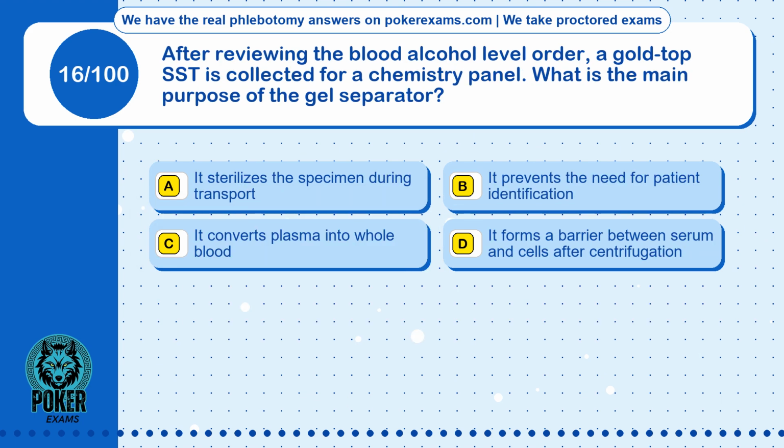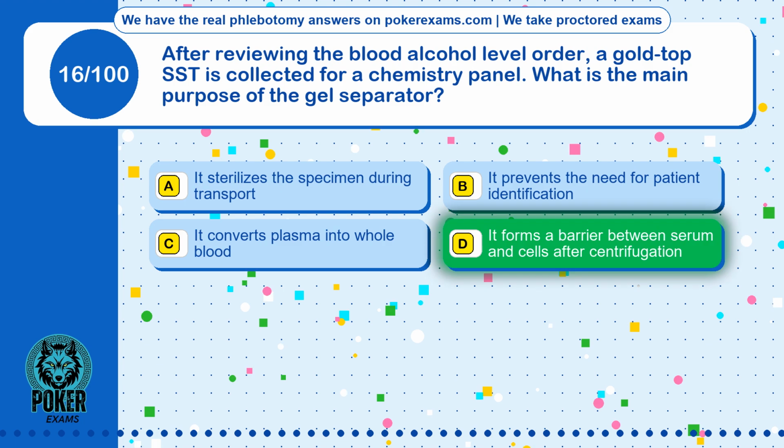Question 16. After reviewing the blood alcohol level order, a gold top SST is collected for a chemistry panel. What is the main purpose of the gel separator? Option A. It sterilizes the specimen during transport. Option B. It prevents the need for patient identification. Option C. It converts plasma into whole blood. Option D. It forms a barrier between serum and cells after centrifugation.